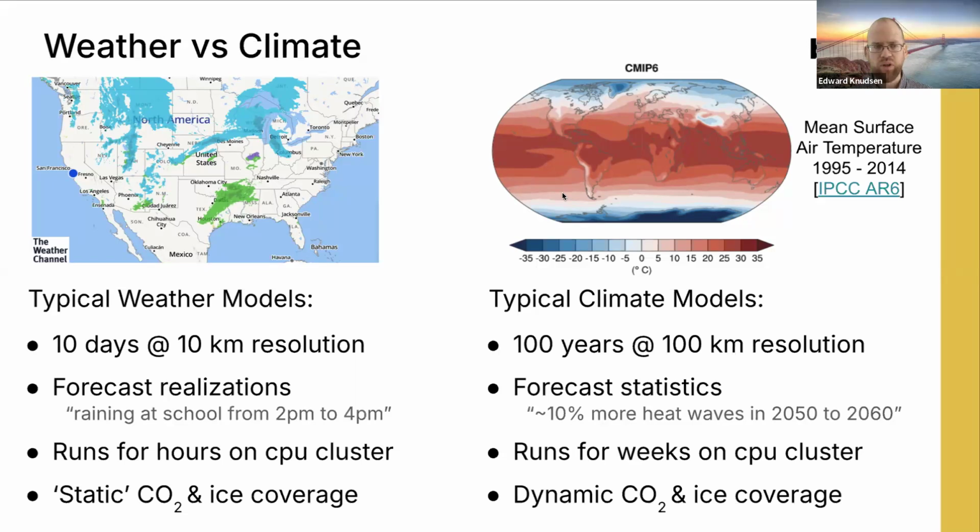And because they run so much longer in time and require so many more physics submodels to be active, the resolution tends to be lower so that we can have sufficient compute to do the entire simulation. So in a climate model, a resolution of 100 kilometers instead of 10 kilometers is typical. So these are coarser data points that we're getting. Weather models typically try to forecast realization. So is it raining at my office from this time to this time? Will there be thunderstorms on this day?